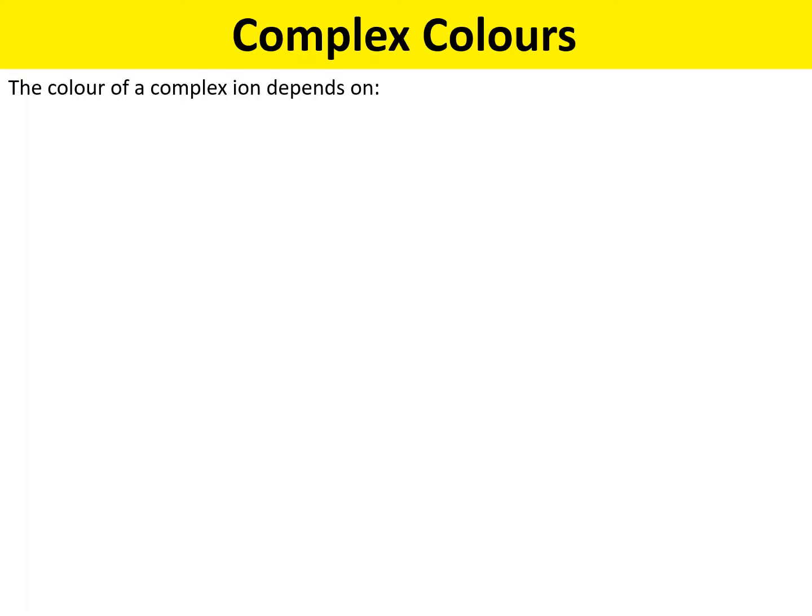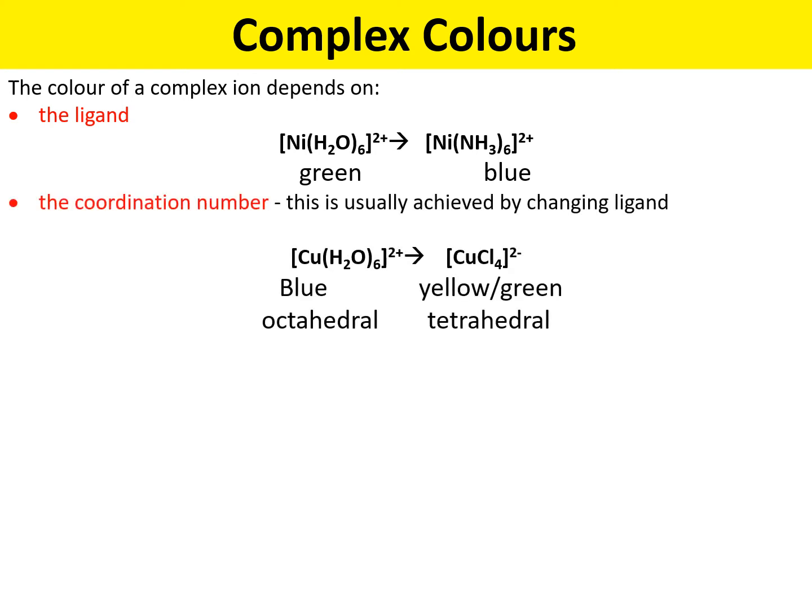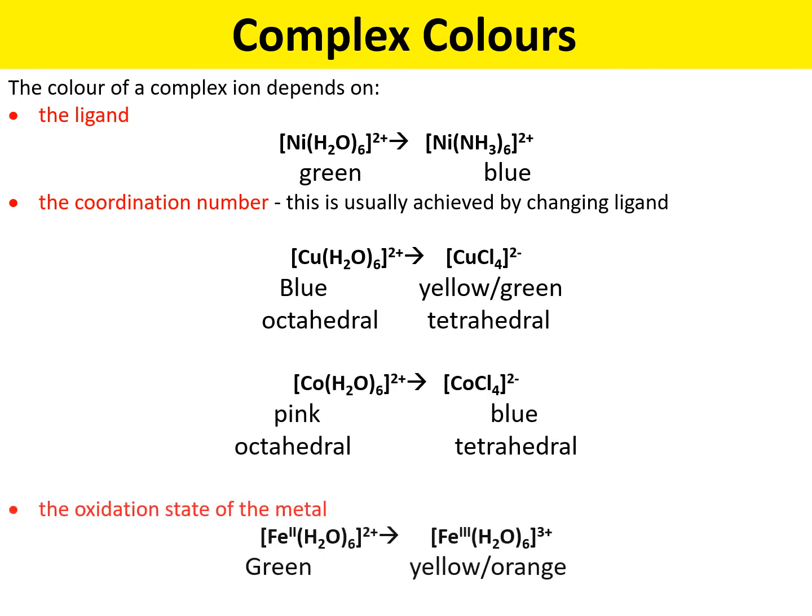The colour of a complex ion depends on the ligand. In this case, you can see that the hexa-aqua nickel complex is green, but if the water ligands are substituted with ammonia ligands, the complex turns blue. The coordination number, and of course we have seen this by changing the ligand from water to chloride, where we go from a blue solution to a yellow solution. And then finally, the oxidation state of the metal.